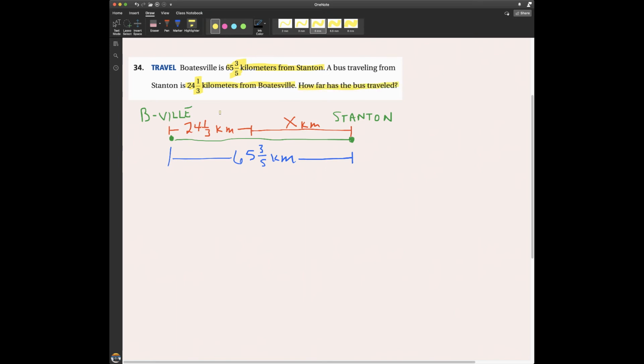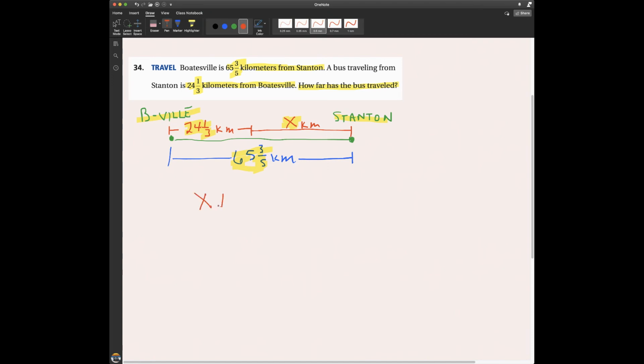So I drew a picture. Here's Boatesville here, here's Stanton here. We know that they're 65 and 3/5 kilometers apart. We know that you have 24 and 1/3 kilometers left to go on your trip to get to Boatesville from Stanton. What we don't know is how far you've traveled already. But we can use this to write an equation. It's pretty easy to see what this equation would look like.